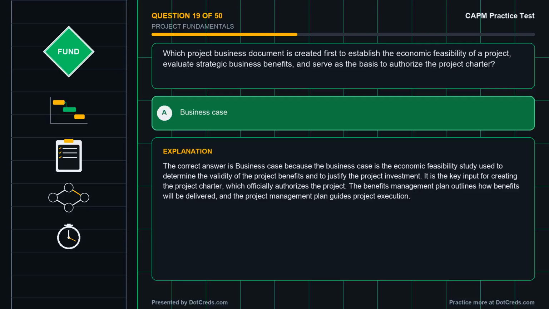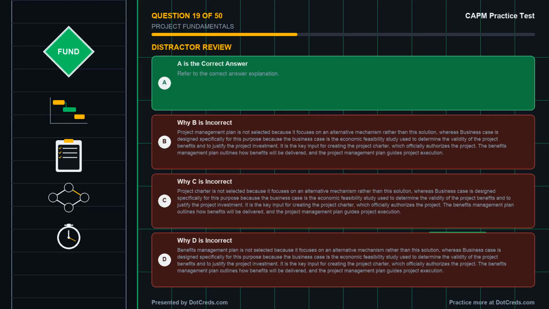Correct answer, A. Business case. The correct answer is business case because the business case is the economic feasibility study used to determine the validity of the project benefits and to justify the project investment. It is the key input for creating the project charter, which officially authorizes the project. The benefits management plan outlines how benefits will be delivered, and the project management plan guides project execution. Take a moment to review why the other options are incorrect.